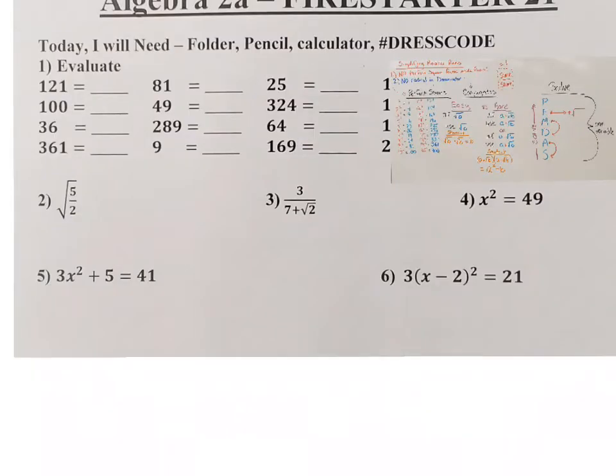All right, I'm not going to spend any time going over the chart, so if you want to go over the chart, I did it on a couple other Firestarters. 121 is 11 squared, 100 is 10 squared, 36 is 6 squared, 361 is 19 squared, etc., etc., etc.